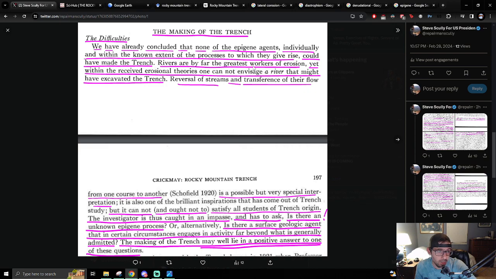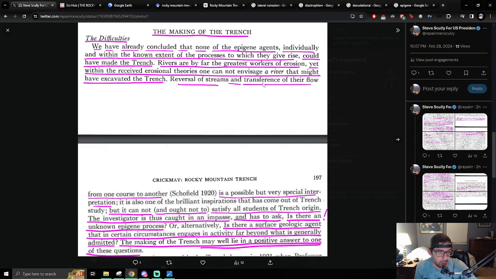Rivers are by far the greatest workers of erosion, yet within the received erosional theories, one cannot envisage a river that might have excavated the trench unless they envision the global flood. I mean, it's as simple as that. The reversal of streams and transference of their flow, and its full extent, or as best as possible to really envision its full extent by being like, oh, that's caused by the flood, and here's why, and that really gives evidence to that. These high-intensity currents are at play. Highly pressurized current flows are flowing on the surface of the Earth just like they did in shallograms.